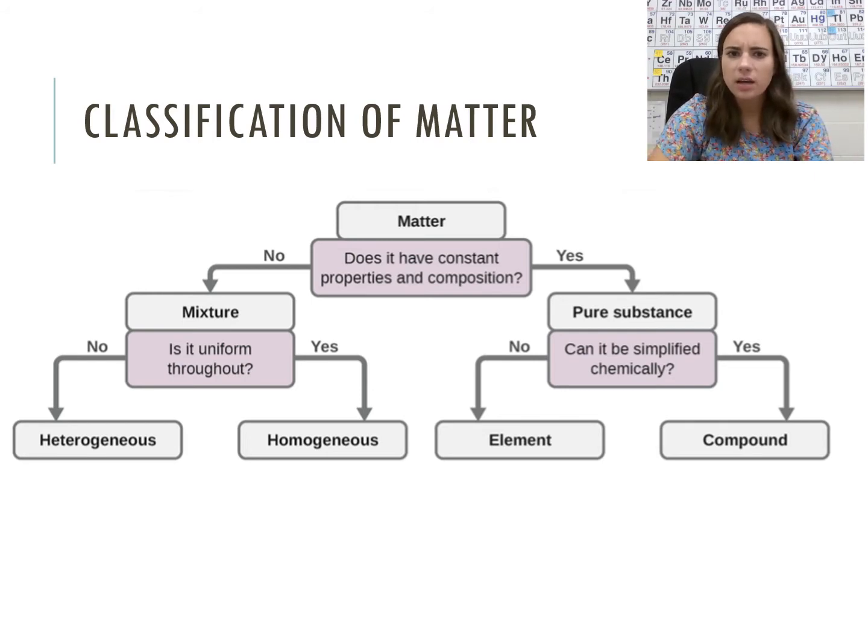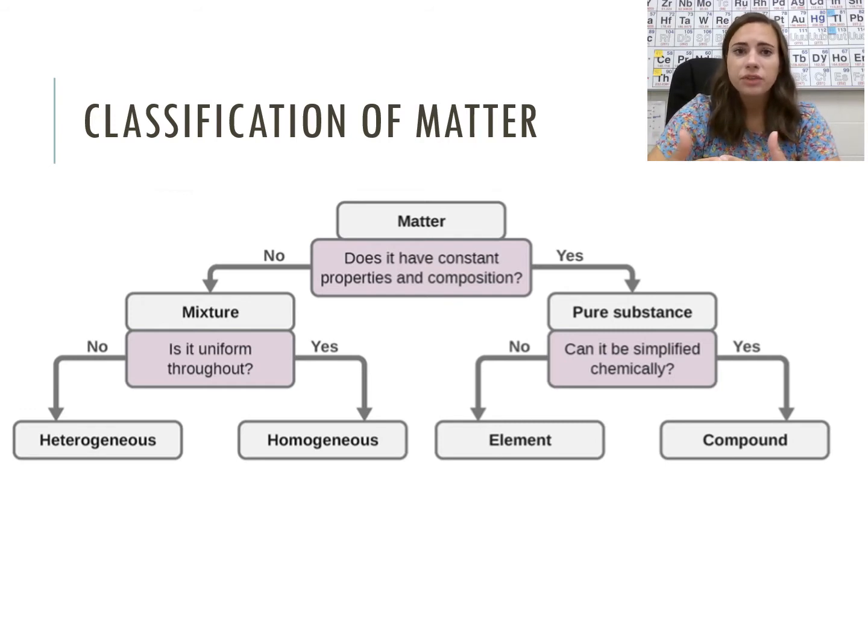So if that composition is going to stay the same, we call that a pure substance. In this class, when we talk about the word substance, we're talking about any type of element or compound. Okay, so substance is any element or compound. Pure substances are broken down into elements and compounds depending on whether it is as simple as it gets, or could it be chemically separated down? If it is as simple as it gets, then it's a pure element. If it can be chemically separated, then we call it a compound.